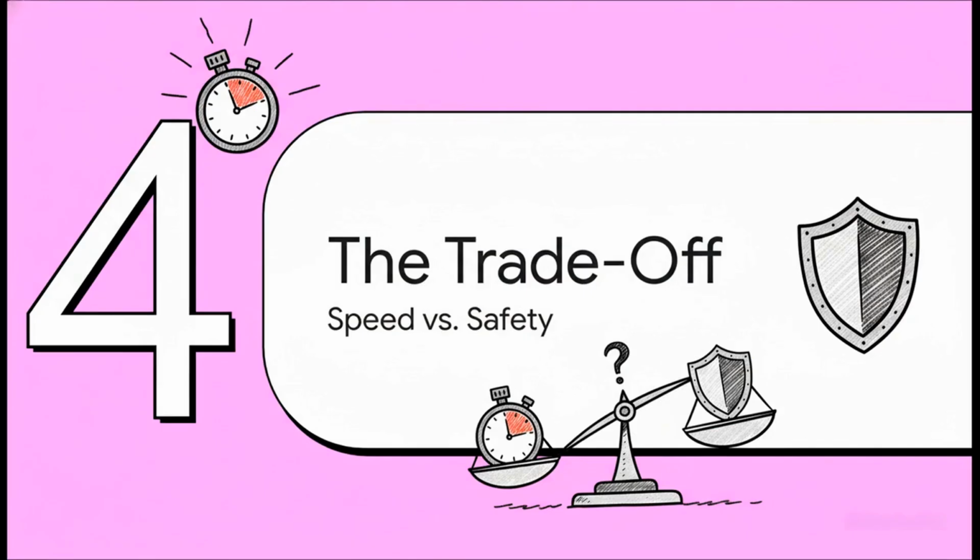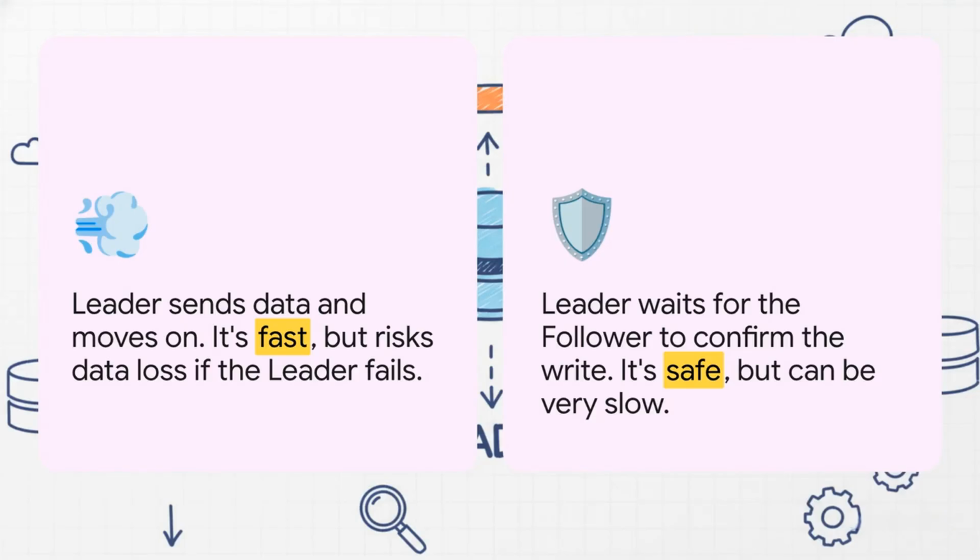But you know how it is in engineering. You fix one problem and it usually shines a light on a new set of choices you have to make. We fixed the lag problem for the user, but now we have to look at an even deeper question about how the leader talks to its followers. And this is a classic one, speed versus safety. And it all comes down to two main flavors of replication.